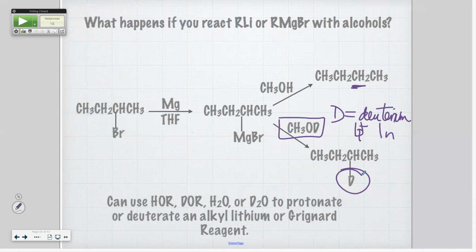How's that? Okay, you could also use D2O to deuterate them, or ROD. It just depends what you have. D2O is pretty easy to come by. And you can deuterate your alkyl lithium or Grignards. Notice where the D ends up. It ends up where the lithium or the magnesium is, on that carbon. It doesn't just end up on an end or something. Does that make sense?